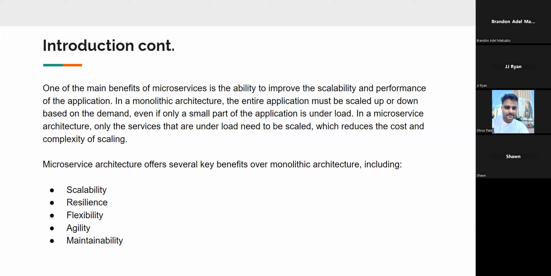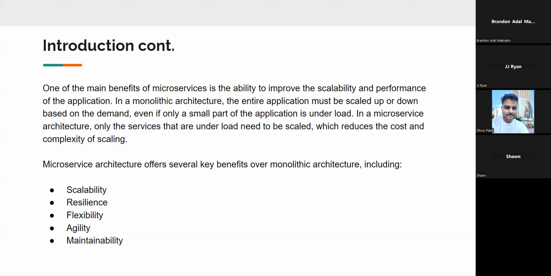Flexibility. With microservices, developers can choose the best technology stack for each service based on the specific requirements of that service. This allows for greater flexibility in choosing technologies that fit the use case rather than being limited to a single technology stack for the entire application. Agility. Microservices allow for faster and more frequent releases of new features and updates. A service can be developed, tested, and deployed independently of the others. This reduces the time required for testing and deployment, allowing for faster innovation and greater agility in responding to changes in the market.